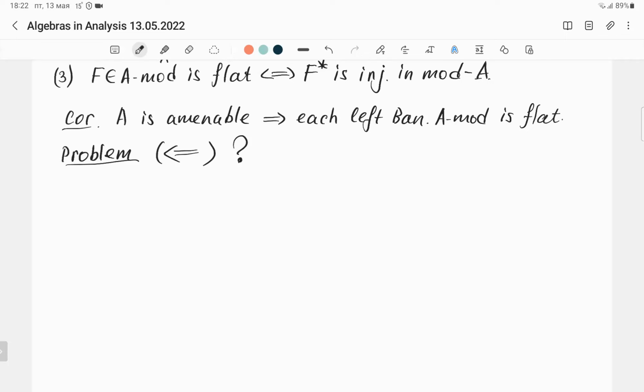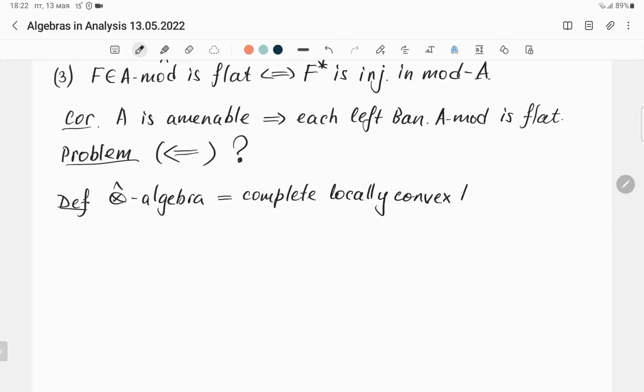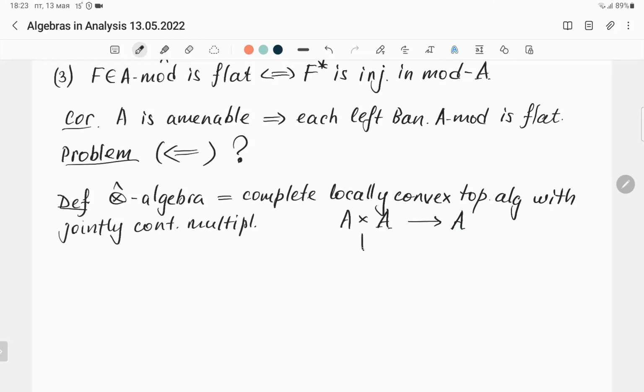So first of all, let's specify the type of topological algebras we are going to consider. All our topological algebras will be algebras relative to the completed projective tensor product. By definition, this means that they are complete, locally convex, and with jointly continuous multiplication. So if we have such an algebra A, then the multiplication on A uniquely factorizes through the completed projective tensor product of A by itself, which explains the terminology.